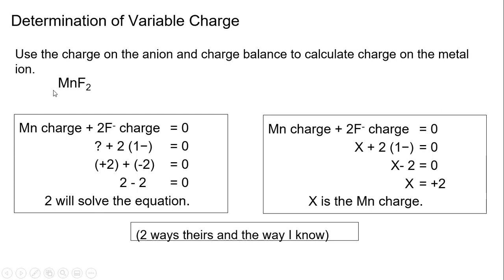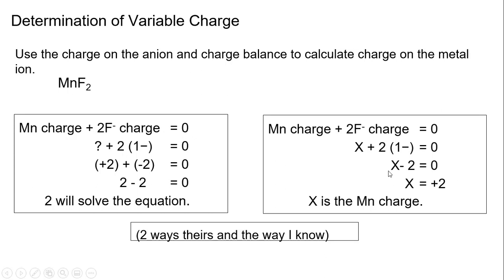So here is the compound. It's MnF2. We want to know what the oxidation state is of manganese. Yes, it's on here, or it was on the previous one, but you still have to solve for it. Now, these are not really very different, but this is how the book gives it. I solve it as X, and it makes my life easier. So we have the charge here, which we don't know, and then we have 2 fluorides, and we put a negative charge, and we equal it to 0.